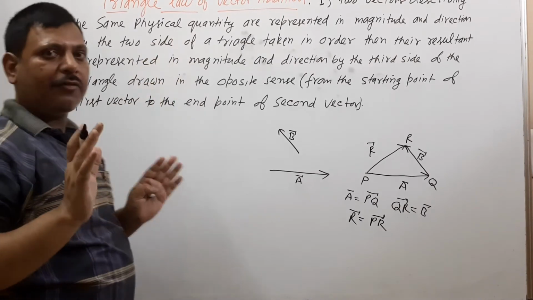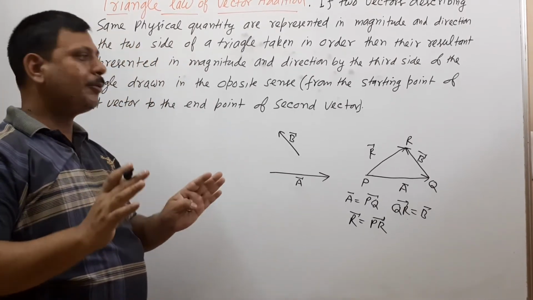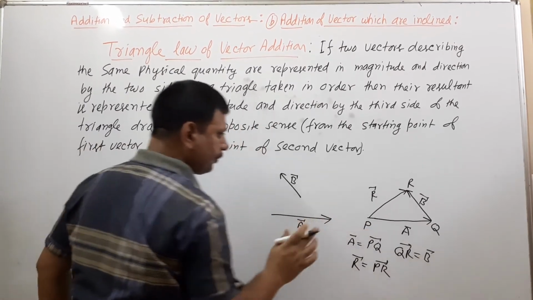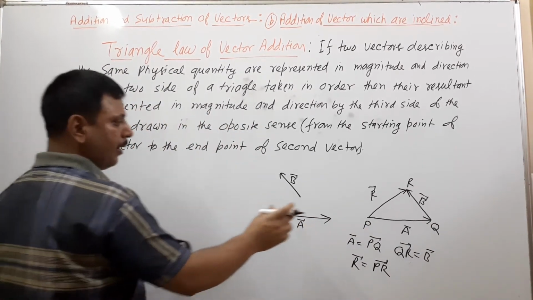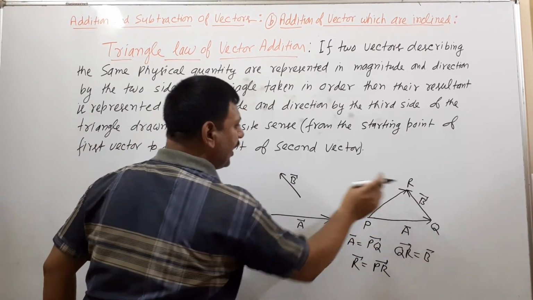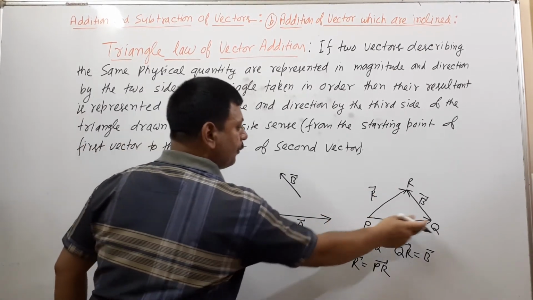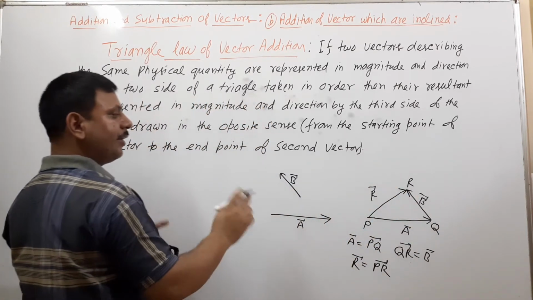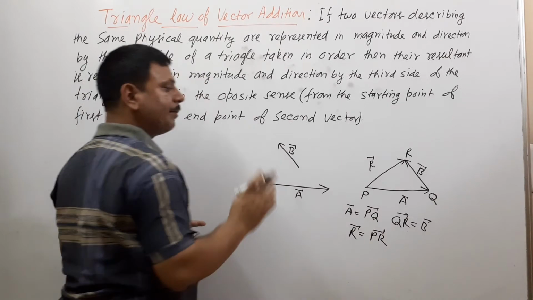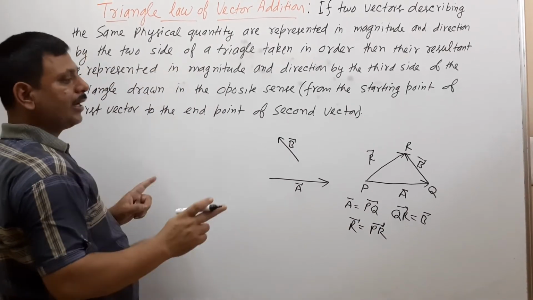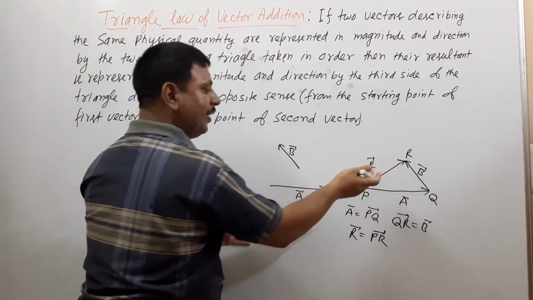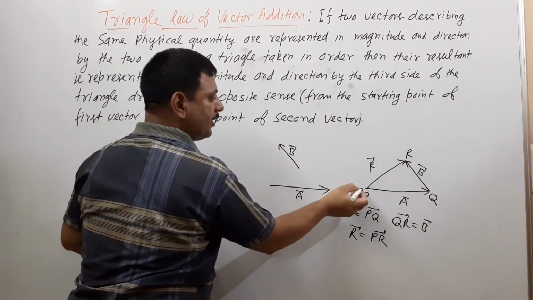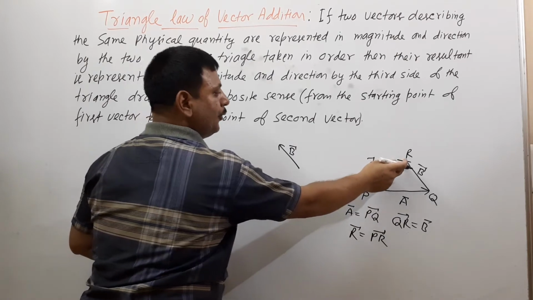What is the triangle law of vector addition? Very, very important. If two vectors are described by the two sides of a triangle taken in magnitude and order, magnitude PQ and order PQ and QR, then the resultant vector will be represented by the third side in magnitude but direction taken in opposite order. Opposite order, or you can say from the starting point of the first vector to the end point of the second vector.